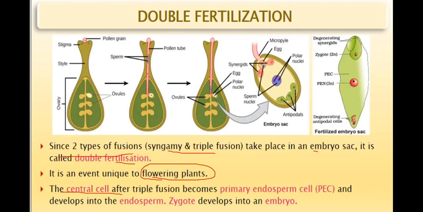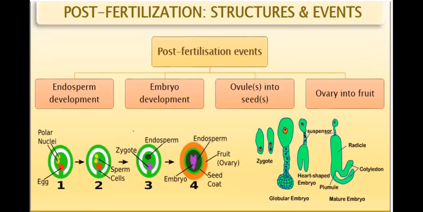The central cell after triple fusion becomes the primary endosperm cell. So this cell will become the primary endosperm cell, that is PEN, and develops into endosperm. The zygote develops into an embryo. This zygote will develop into the embryo, and this PEN will develop into what? Endosperm. So what are the post-fertilization events? Endosperm development, then embryo development, ovule into seed, and ovary into fruit.